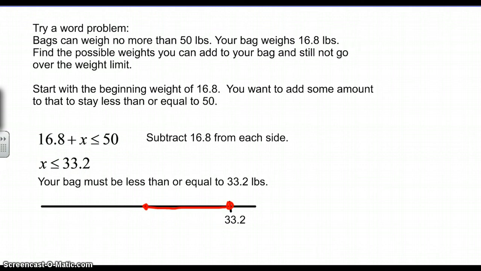So your bag can be 50 pounds. It can be less than 50, that would make it safer, but it could be exactly 50. So when we write the inequality, we have the starting weight of 16.8 plus some amount x, that must be less than or equal to 50. To solve it, you have to subtract 16.8 from each side. So you get x is less than or equal to 33.2. That means your bag must be less than or equal to 33.2 pounds. So we draw a solid circle on 33.2 and draw our arrow going to the left because it's less than or equal to.